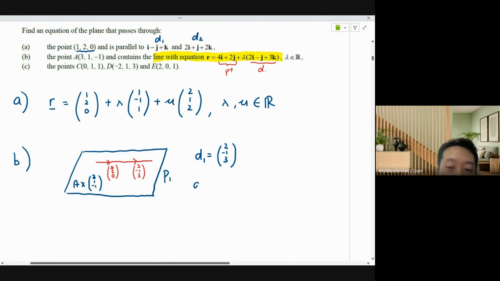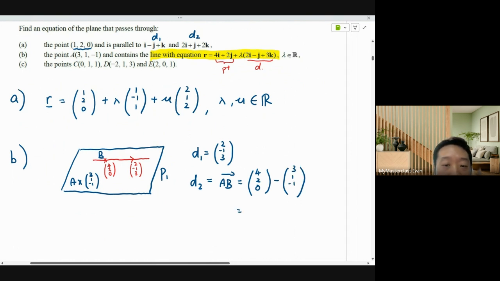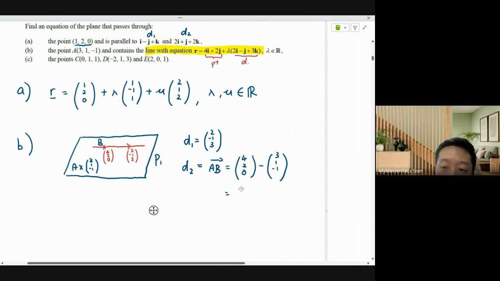For the second direction, you need to take two points. Label this as B. Just take two points to form one direction. That would be (4, 2, 0) minus (3, 1, -1). The other way around also can, it doesn't matter. Then you will have (1, 1, 1).